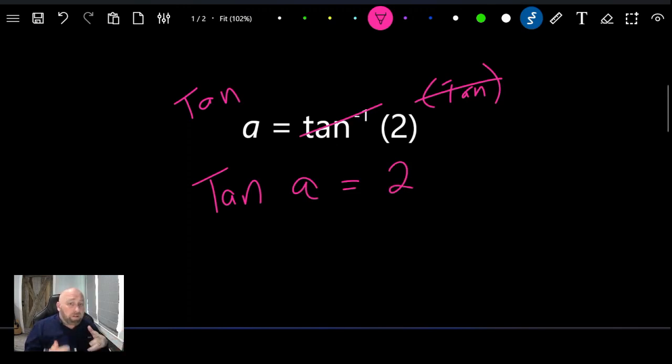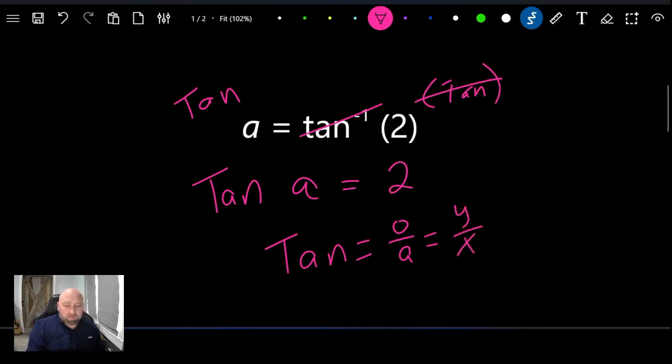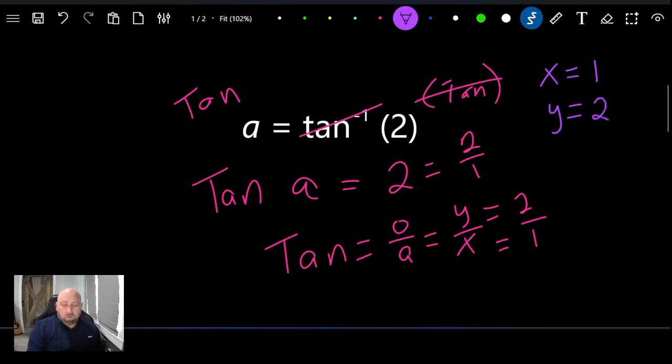Okay? Now, we know from our different studies of trig that tangent equals what? Opposite over adjacent. But in trigonometry, that equals y over x. So if we turn this into a fraction, 2 over 1, we would know that y equals 2 and x equals 1. That's going to be important, so let's write that down up here. x equals 1, y equals 2. What else do we need for all of our formulas in trig?